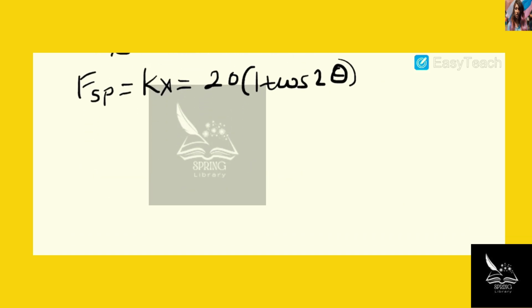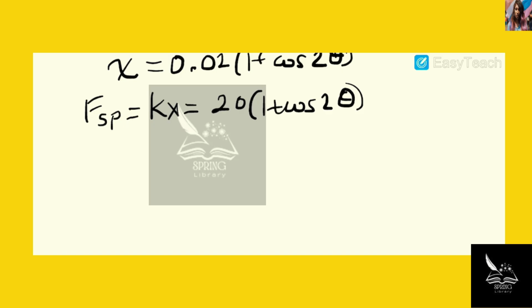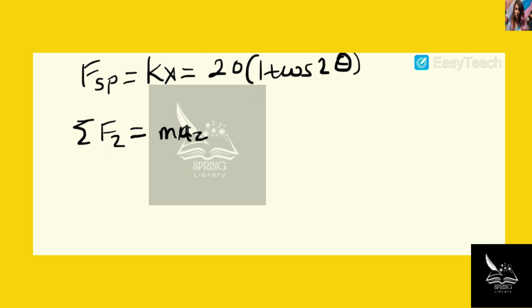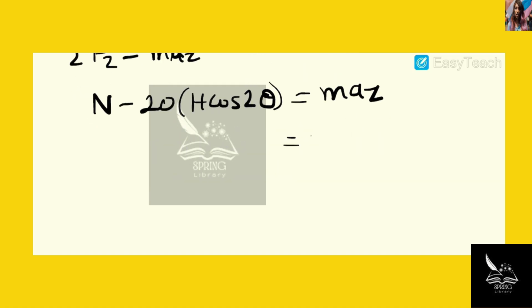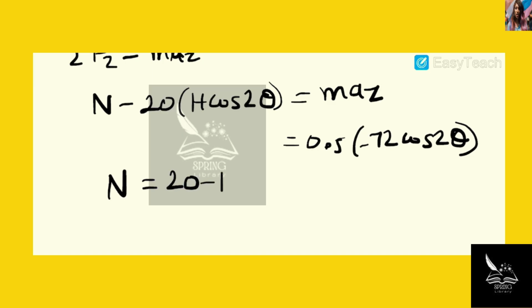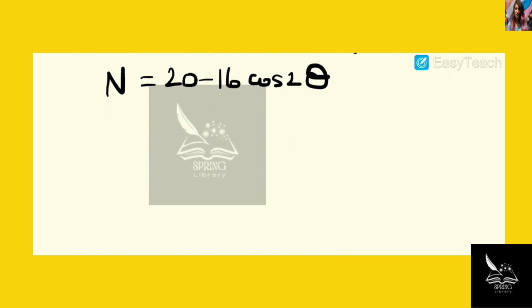So when we do our Newton's second law using our free body diagram, we can see that the net force in z is equal to m times az, which is equal to N minus 20 times 1 plus cos 2 theta, and that's equal to m az. We know that m az is just 0.5 times negative 72 cos 2 theta. This gives us that N is equal to 20 minus 16 cos 2 theta. Now we'll be using this equation to solve for our minimum and maximum forces.